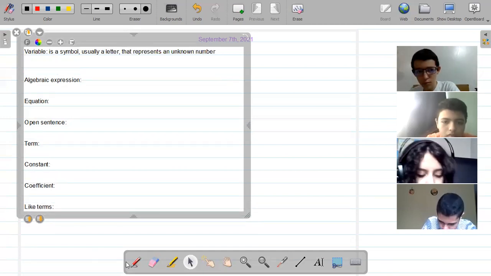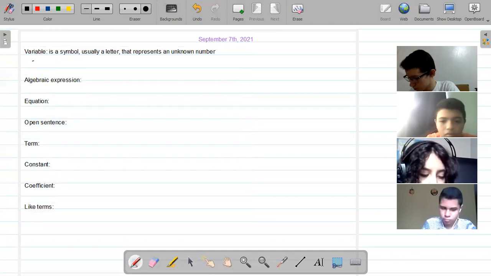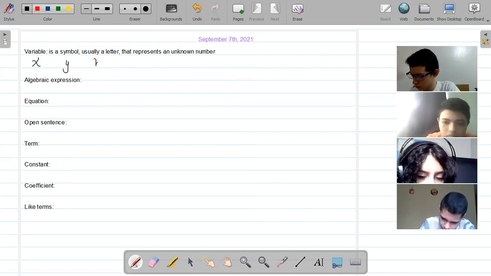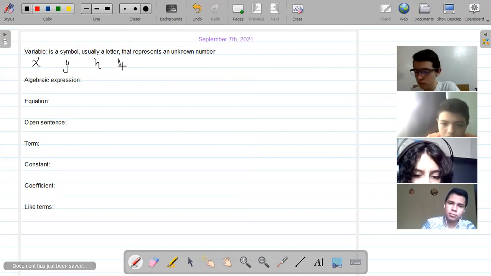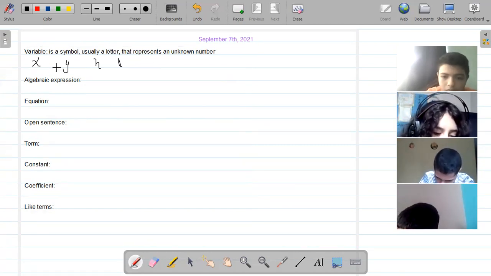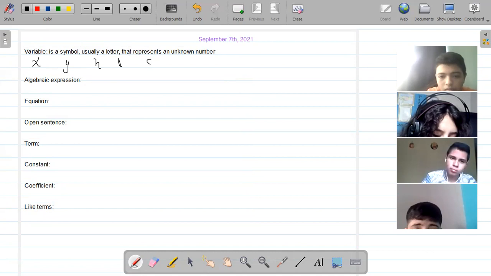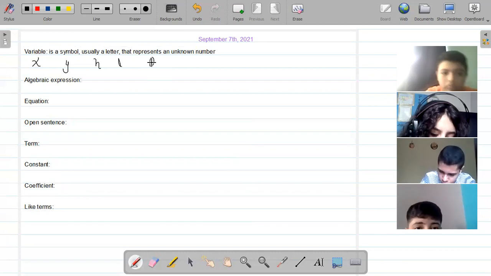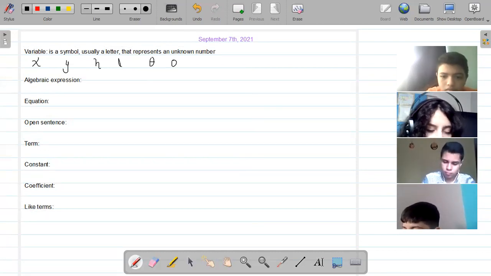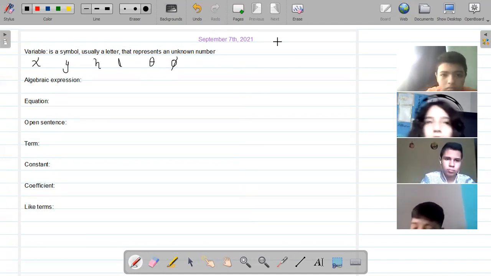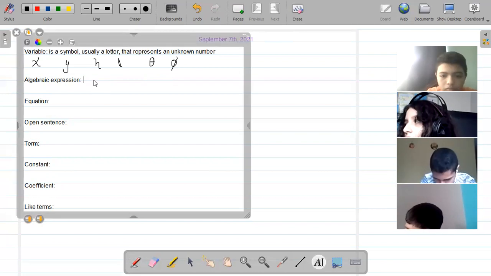And it could be anything, okay? It could be any letter. So for example, it could be X, it could be Y, it could be E, it could be L. But like I said, sometimes it's not a letter, or at least not a normal alphabetic letter. Sometimes it's a symbol. Sometimes it is theta. That's supposed to be theta. Sometimes it's theta. Sometimes it's phi. This usually represents angles, okay? Yes, Naomi. So that is a variable, okay?